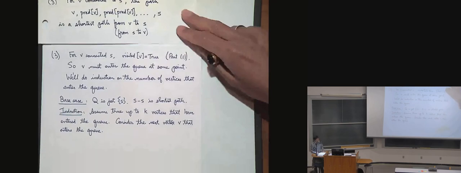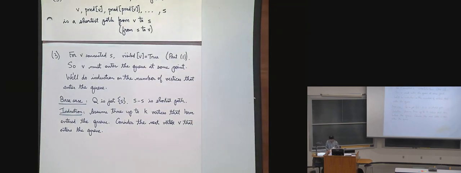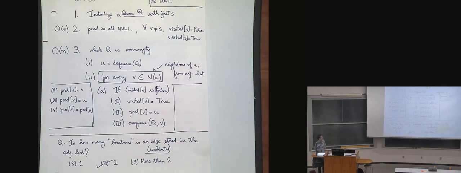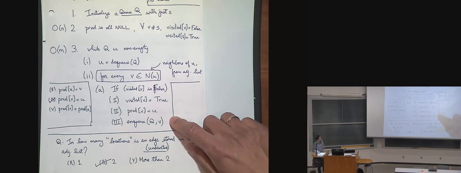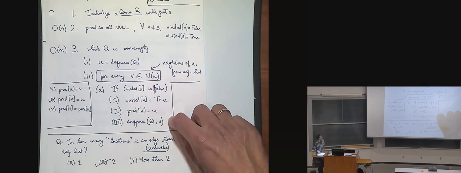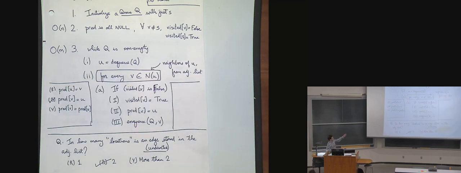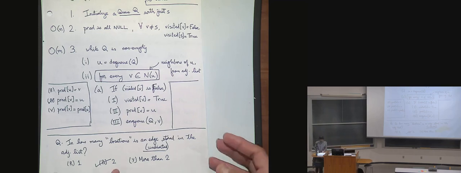Okay, so now what we do is we look at BFS again, and we say, why did V enter the queue? Well, it entered because it was the neighbor of something that was just removed from the queue, and it became the predecessor. Like, U became the predecessor at that point. Okay, so I'm just going to write this down.